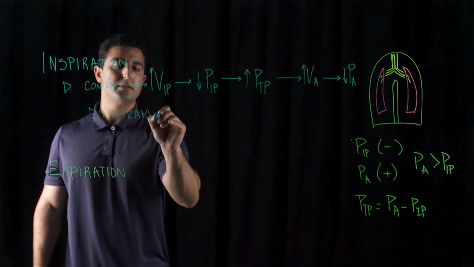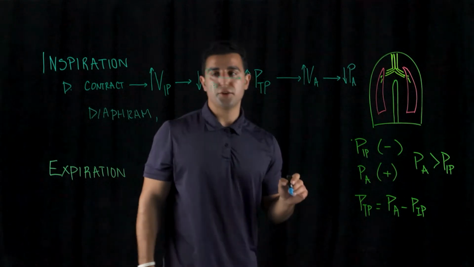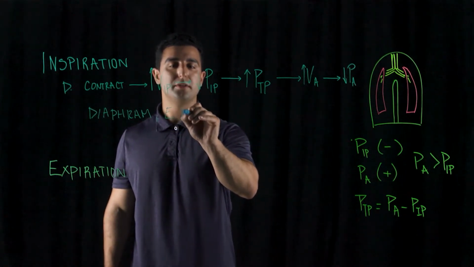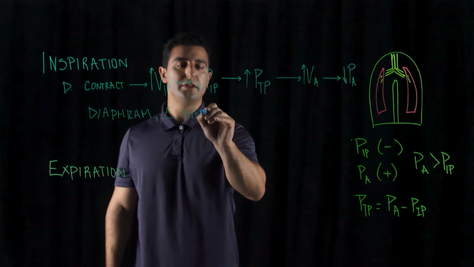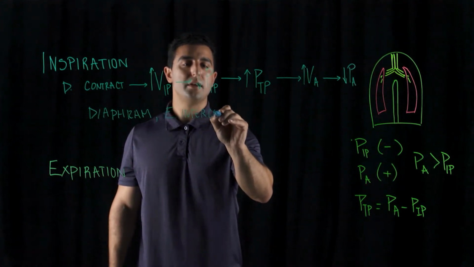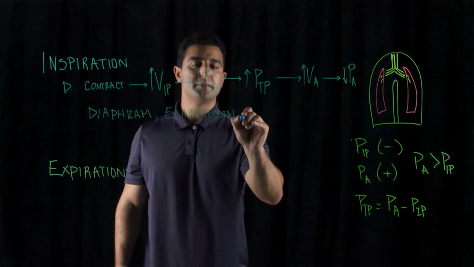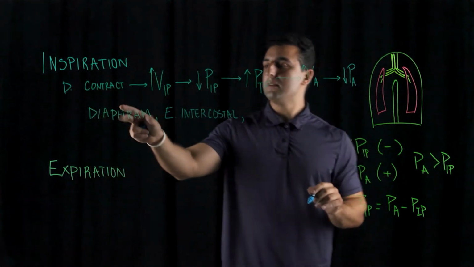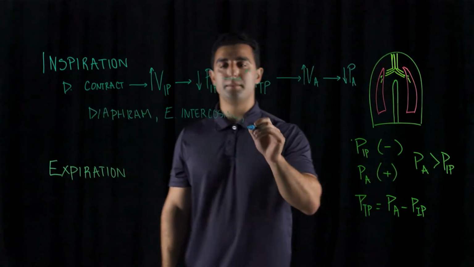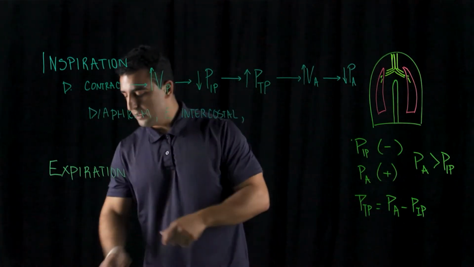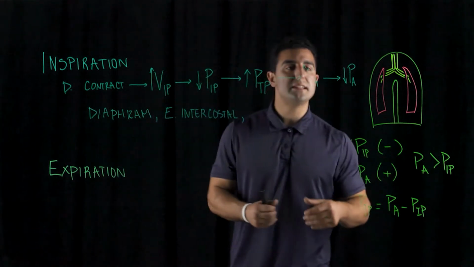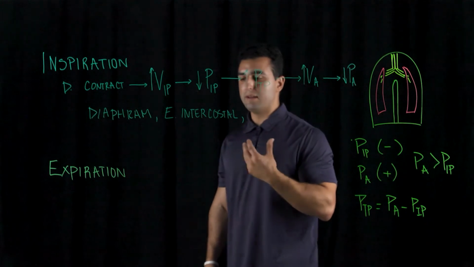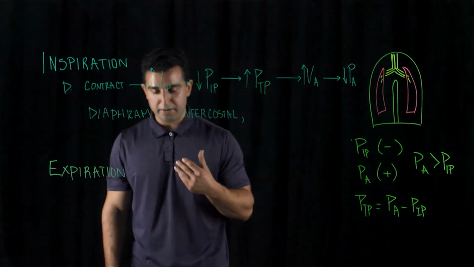Your external intercostal muscles. What's an intercostal muscle? Intercostal muscles are the muscles in between your ribs. During normal breathing, these muscles become contracted. Now, in instances of forced inspiration, when you hyperventilate, you begin to inhale very, very rapidly.